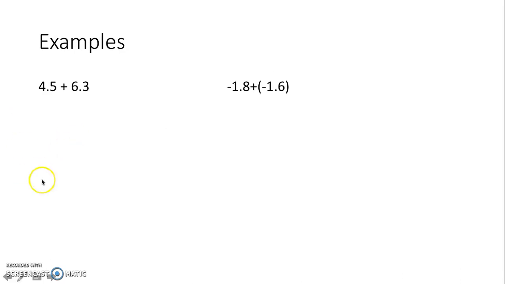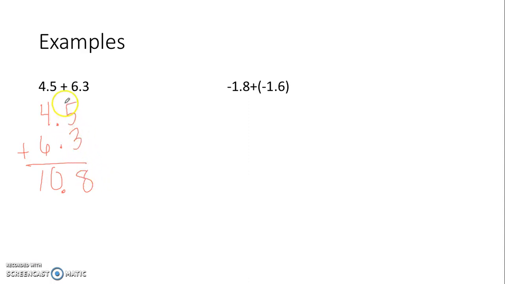Alright, so 4.5 plus 6.3. Alright, so this is normal. We were doing this at the beginning of the school year, right? 4.5 plus 6.3. So the first thing that we do is we have to line up the decimals. So 4.5 plus, and then that decimal, 6.3. Alright, 5 plus 3 is 8. 4 plus 6 is 10. They're both positive, so that means it stays positive, so the answer is 10.8.